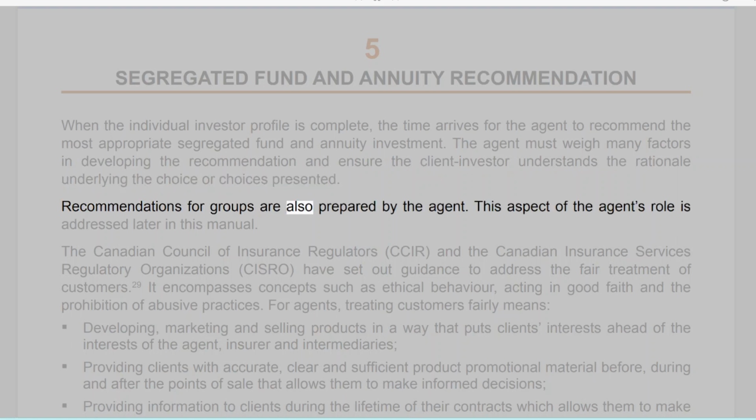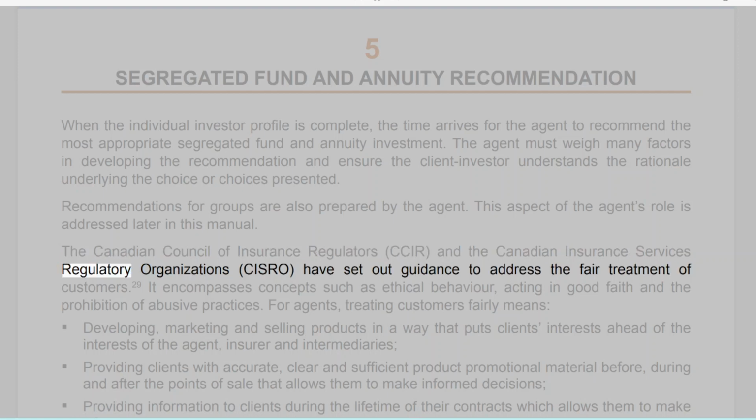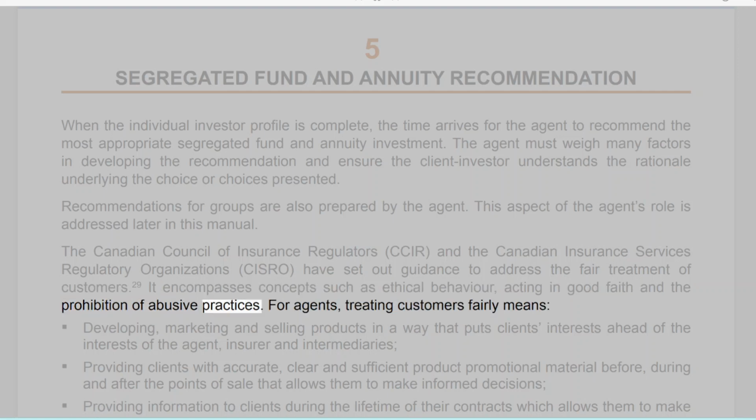Recommendations for groups are also prepared by the agent. This aspect of the agent's role is addressed later in this manual. The Canadian Council of Insurance Regulators, CCIR, and the Canadian Insurance Services Regulatory Organizations, CISRO, have set out guidance to address the fair treatment of customers. Point 29. It encompasses concepts such as ethical behavior, acting in good faith, and the prohibition of abusive practices.